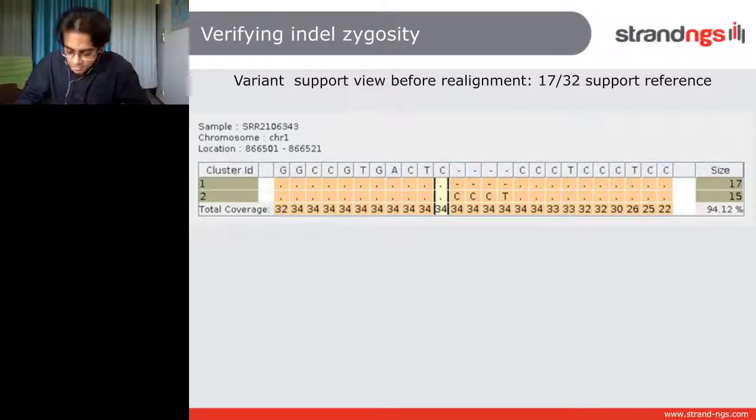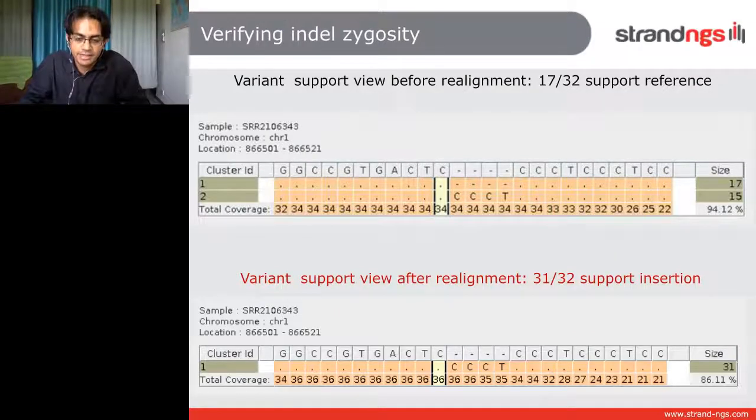Remember our first assertion about roughly half the reads supporting the insertion? That's what you're seeing here, but in a much more condensed and easy to understand fashion. So 17 out of the 32 support the reference before realignment, but after the realignment, all of them except for one support the insertion, right? So this makes the zygosity of this particular indel, in fact, in this case, it's just an insertion, much clearer.